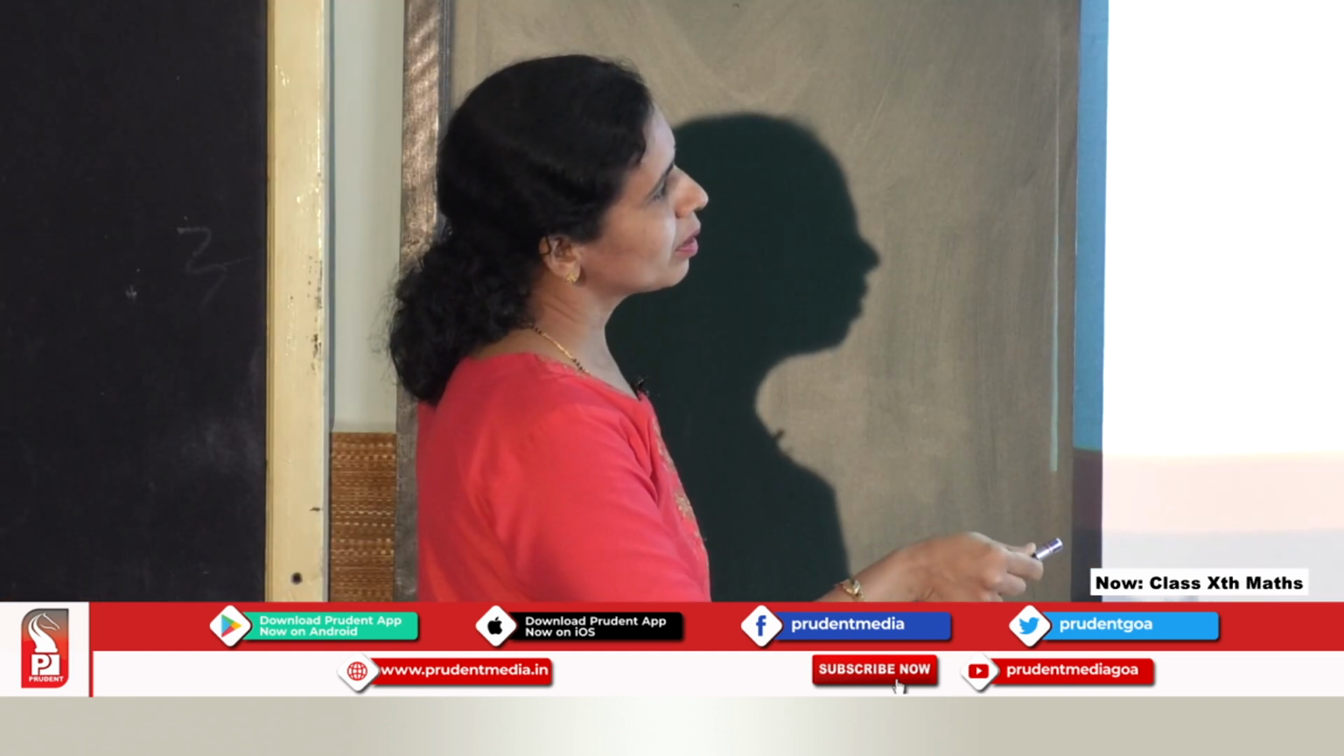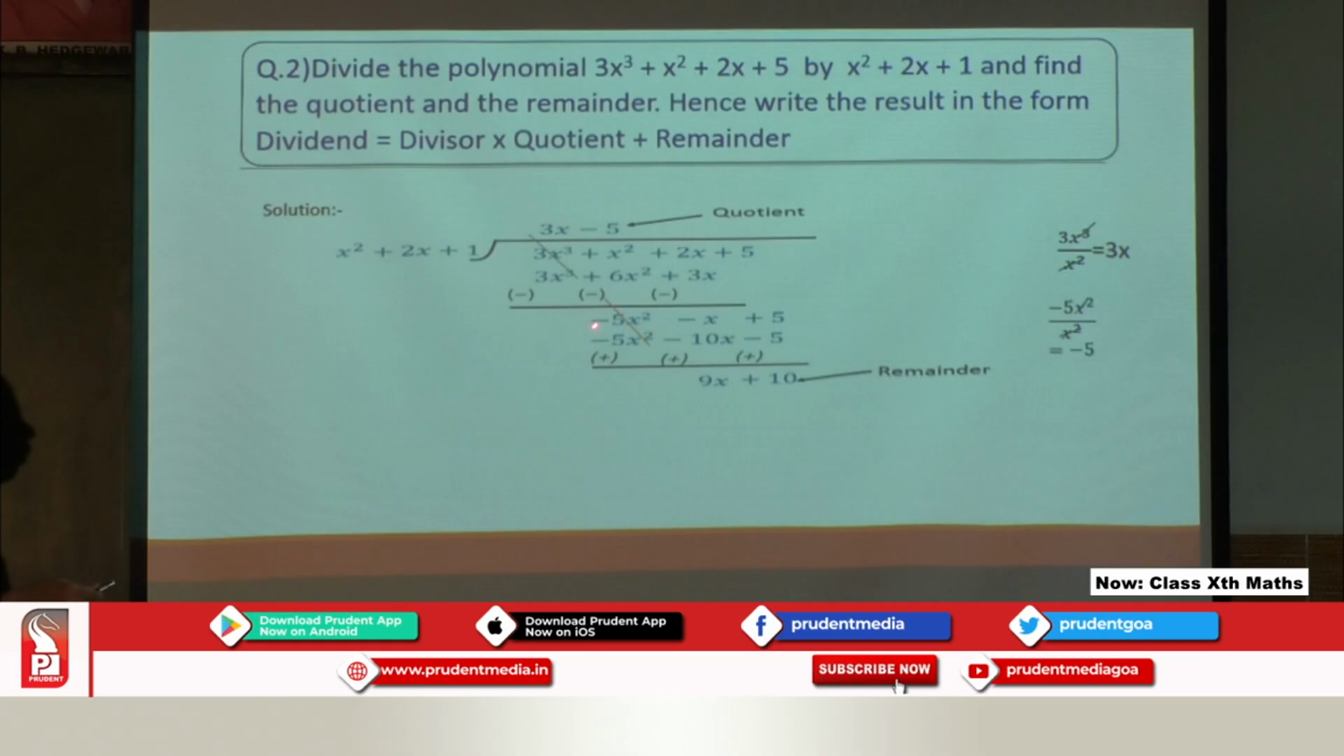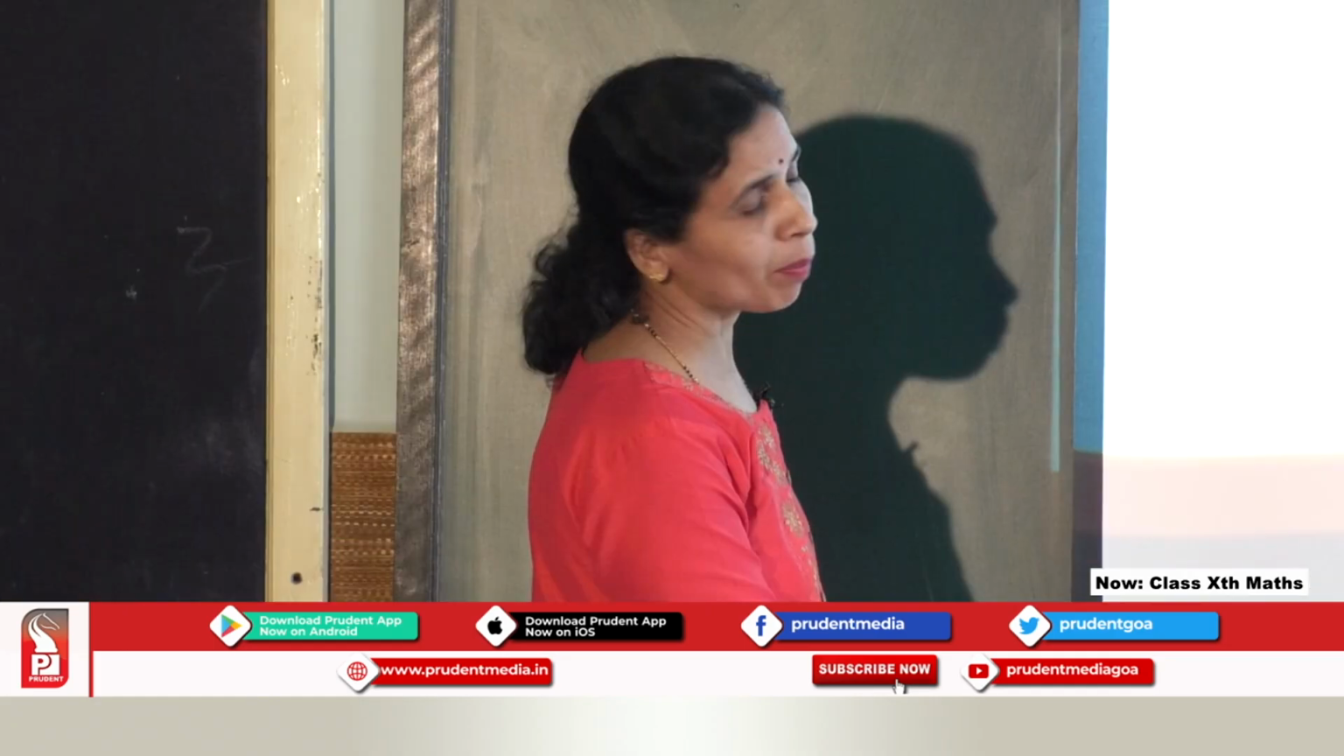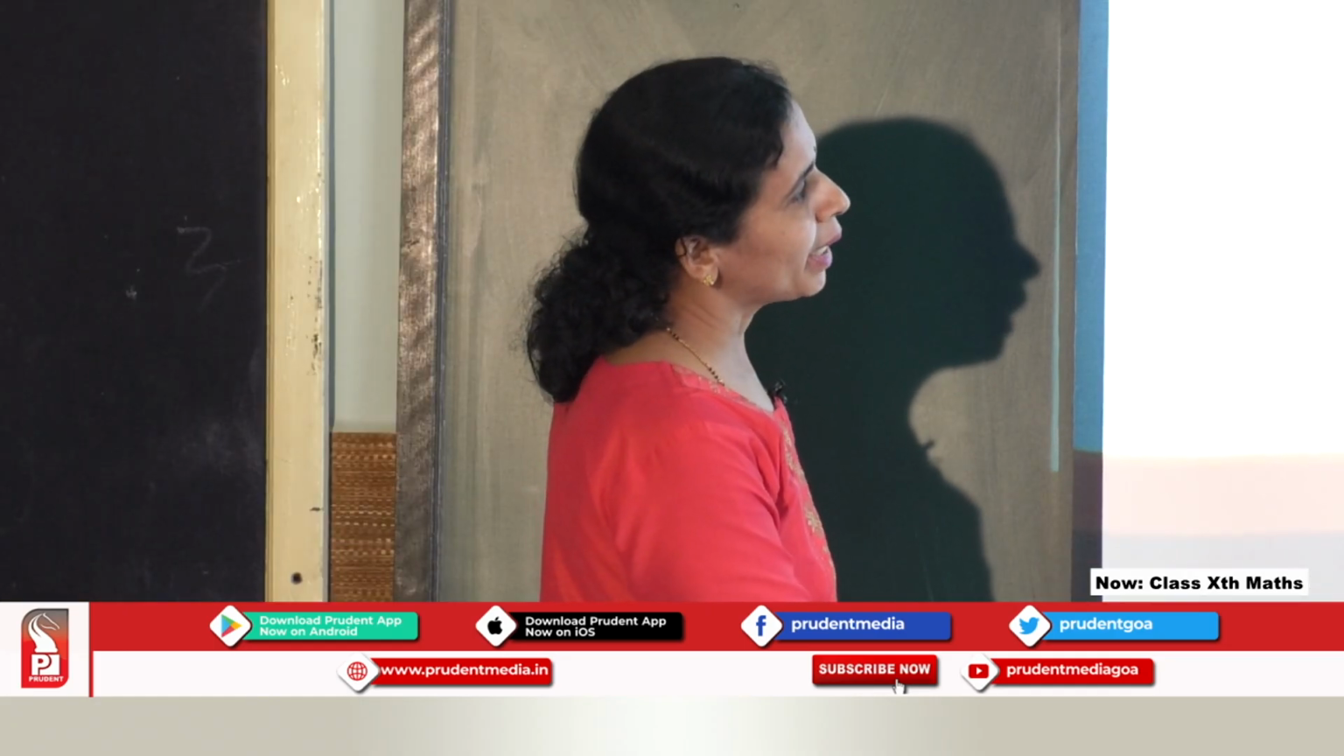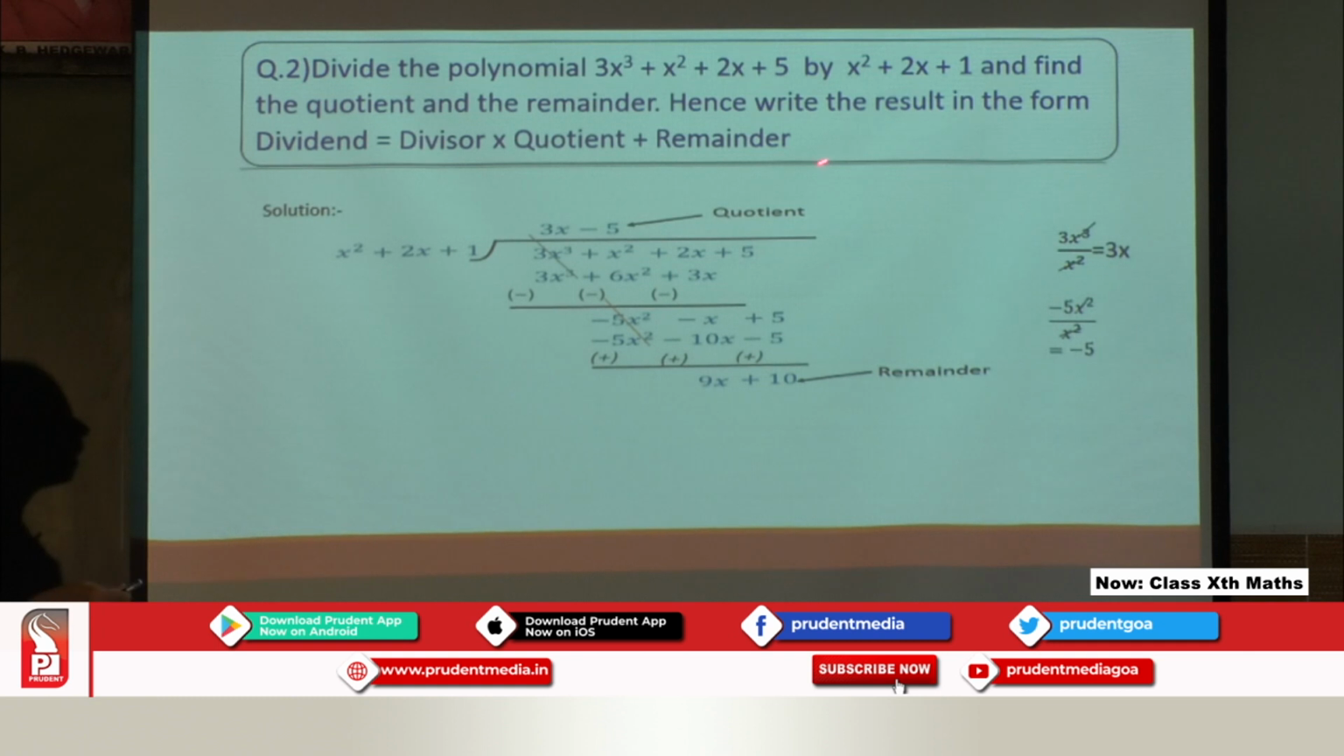Now here again the first term of the dividend is minus 5x square, and the first term of the divisor is x square. Now again we should divide minus 5x square upon x square. Now x square and x square are cancelled. Now here we got the answer minus 5. Now see, minus 5, this is the second term of the quotient.